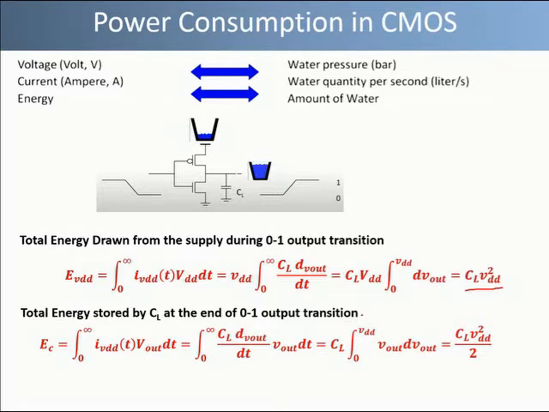The remaining half is dissipated by the PMOS transistor. And this energy dissipation is independent of the transistor size and its resistance. Similarly, during the discharge phase, this CL VDD whole square by 2 amount of energy is dissipated to ground through the NMOS transistor, and the amount of this energy dissipation is also independent of NMOS transistor aspect ratio and its equivalent resistance.